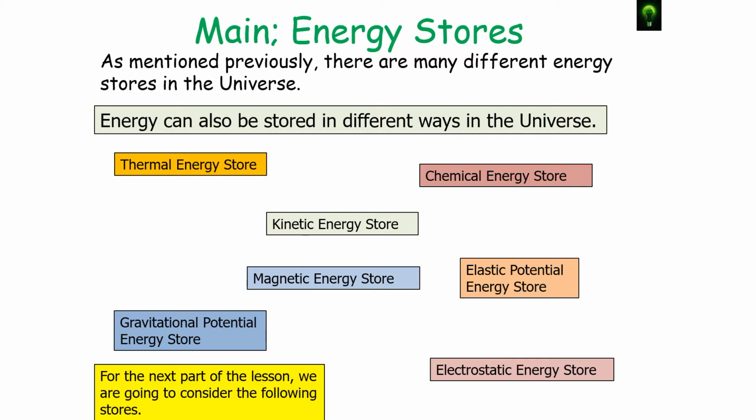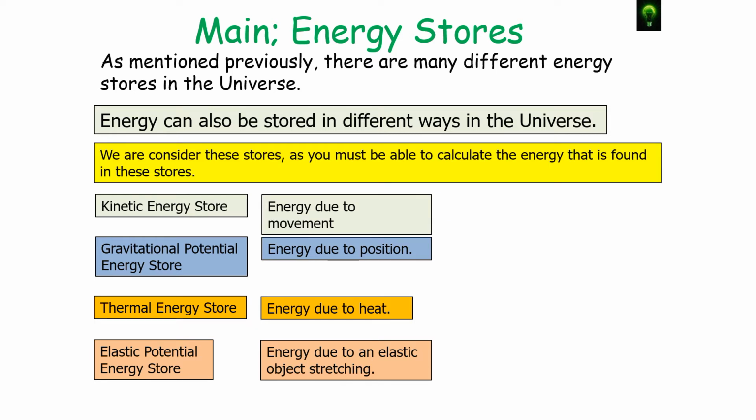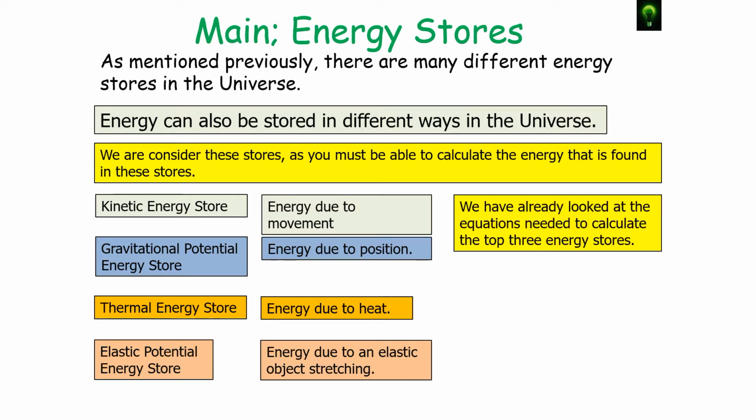In this particular lesson, we're going to consider the following energy stores: the kinetic energy store, the energy due to movement; the gravitational potential energy store, the energy due to position; the thermal energy store, the energy due to heat; and the elastic potential energy store, the energy due to an elastic object stretching. We're going to consider these stores as we are able to calculate the energy found in them. We've already looked at the equations needed to calculate the top three stores.